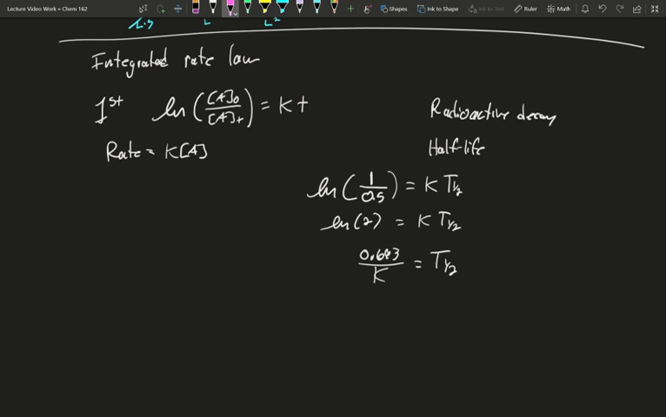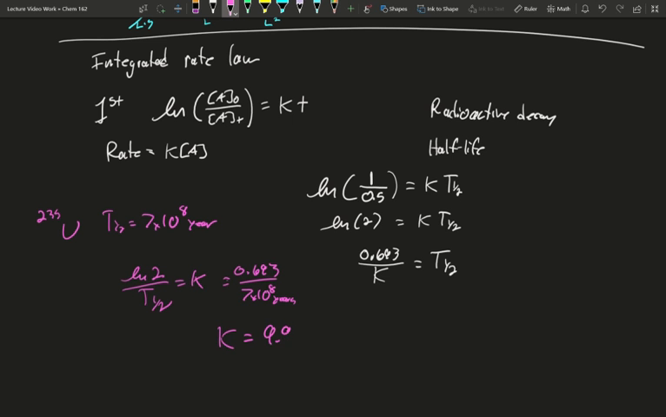Let's go ahead and use this to calculate a constant using the half-life. For something like uranium-235, whose t1/2 is 7 times 10 to the 8 years. So 700 million years is the half-life. Well, in this case, we can solve for k by rearranging. Natural log of 2 divided by the half-life should equal our k. So 0.693 divided by 7 times 10 to the 8 years, making our k equal to about 9.9 times 10 to the minus 10 per year.